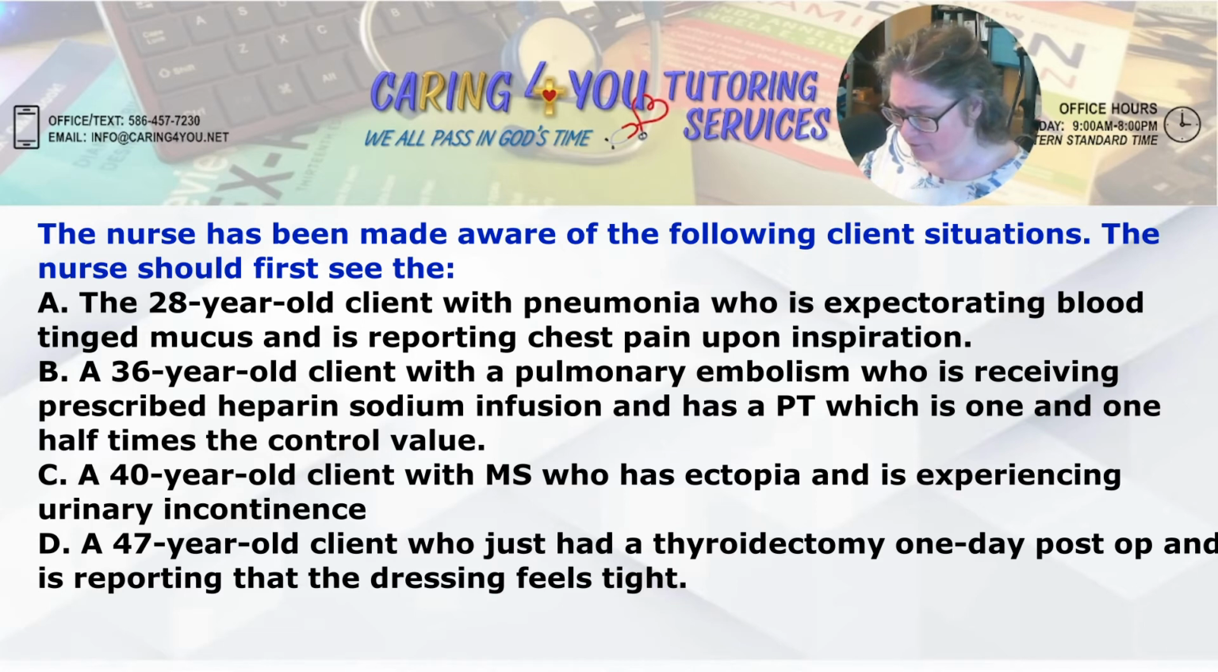A 40-year-old client with MS who has ectopia and is experiencing urinary incontinence. Now, MS is the diagnosis. Is that a stable condition or an unstable condition? MS is a chronic condition, so this would be a stable condition, right? Versus the pneumonia, which is unstable, right? It's unstable because pneumonia is not a chronic condition. MS is a chronic condition. So, people with MS usually do have trouble with their kidneys, don't they? Right? So, because MS is a chronic condition, don't pick it. We want to pick the most unstable individual first in this case.